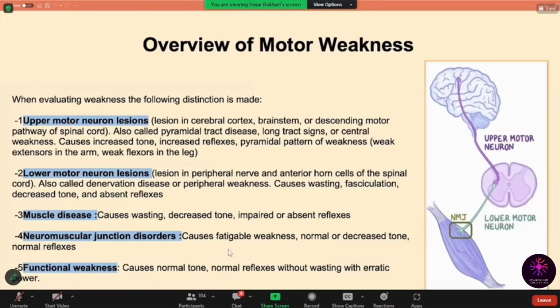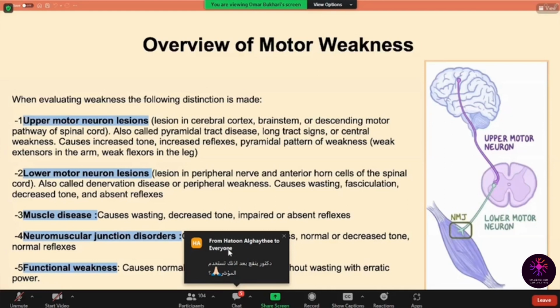So this is an overview of motor weakness. We can evaluate weakness into distinct types. Upper motor neuron lesions, for example, lesions in the cerebral cortex, brainstem, or descending motor pathway in the spinal cord. We can also call them pyramidal tract disease. It can have long tract signs or central weakness. It causes increased muscle tone, increased reflexes, pyramidal pattern of weakness, for example, bilateral, or for example, drift.